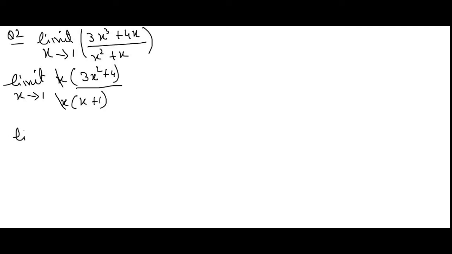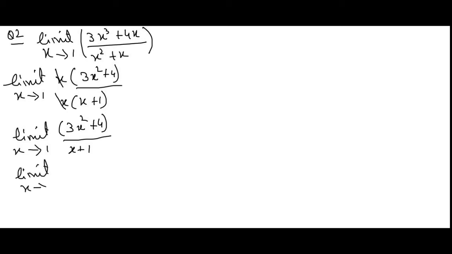So limit x approaches to 1, 3x square plus 4 whole divided by x plus 1. Now applying the limit, that is the division rule, first of all. So limit x approaches to 1, 3x square plus 4 whole divided by limit x approaches to 1, x plus 1.